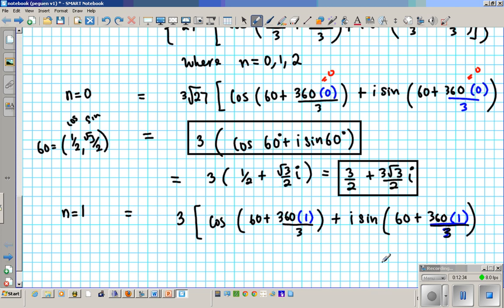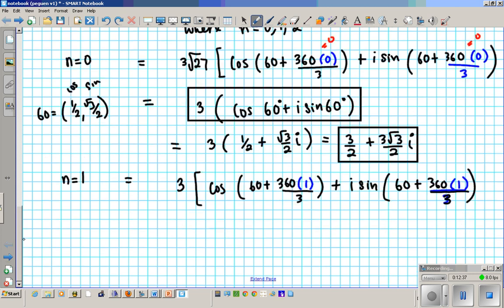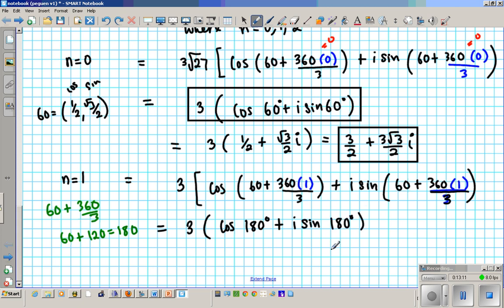Alright, now let's work that out. What is 60 plus 360 over 3? Let's do that on the side here to save space. 60 plus 360 over 3 is the same thing as 60 plus 120, which is 180. So basically this is 180, that's 180. So our answer in polar form is 3 times cosine 180 degrees plus i sine 180 degrees. So this is the second root in polar form.